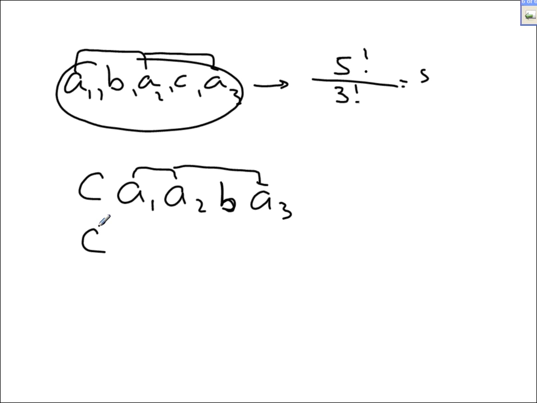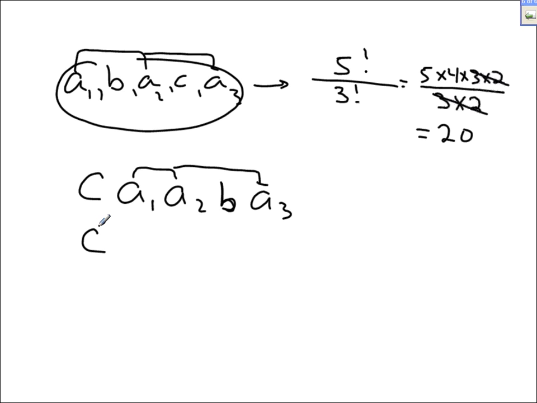So it's going to be 5 times 4 times 3 times 2. That's 5 factorial. And 3 factorial is 3 times 2. Again, I'm going to stop writing down times 1. It doesn't do anything. This cancels out, and you get 20. There are 20 different ways of writing this.